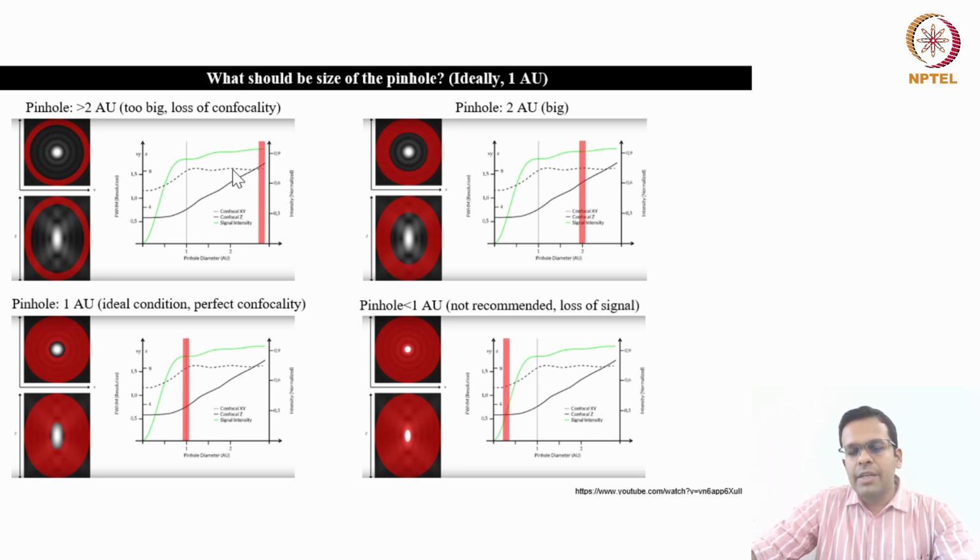So this dotted line represents the XY resolution and the continuous black line represents the Z resolution. Okay. So at this position, if you keep the pinhole open for more than 2 Airy units, you will collect the maximum light from the sample, but you will compromise the X, Y, and Z resolution. What will happen in the extremely opposite condition?